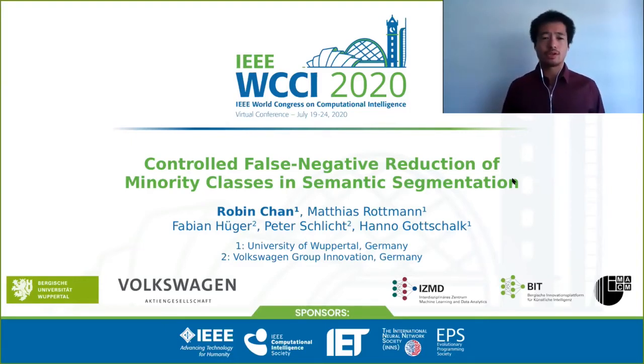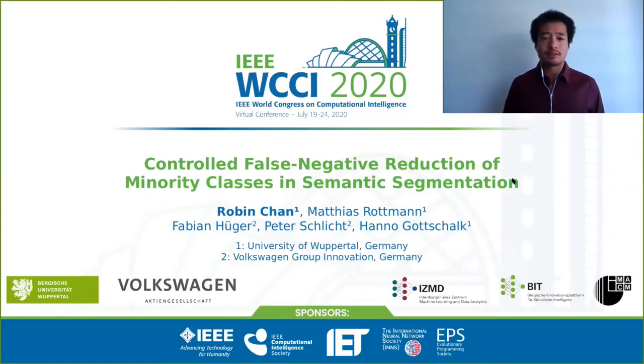The title of this work is Controlled False Negative Reduction of Minority Classes in Semantic Segmentation, and as the title suggests, we want to focus on false negative errors. However, there are also false positive errors. And if you apply methods, in particular post-processing methods like we do for reducing one of these error rates, it is likely that you will increase the other one at the same time. And we want to alleviate this effect with a method that I'm going to present in the following.